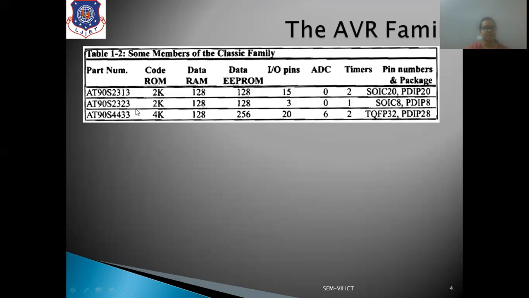Then for 2323 we again have code ROM of 2 KB, data RAM 128, EEPROM 128, IO pins 3, ADC 0, timers 1, and the packages are SOIC8 and PDIP8. Then for 4433, the code ROM is 4 KB, data RAM 128, EEPROM 256 bytes, IO pins 20, ADC 6, timers 2, and the packages are TQFP32 and PDIP28. TQFP is a thin quad flat package, whereas the other is dual in-line.